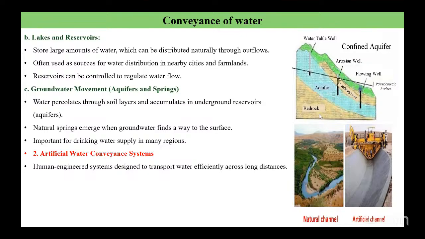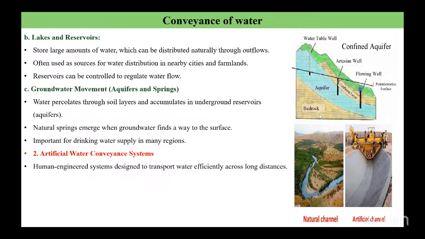So these are the aquifers, and natural springs also emerge when groundwater finds a way to the surface. Once the water comes out of the ground and there is stagnant water, we can call it a natural spring. And importantly, groundwater is majorly important for the drinking water supply in many regions as we pump it. If you see in Africa or in India, the majority of people pump the water through pumping systems and use it directly for drinking purposes.